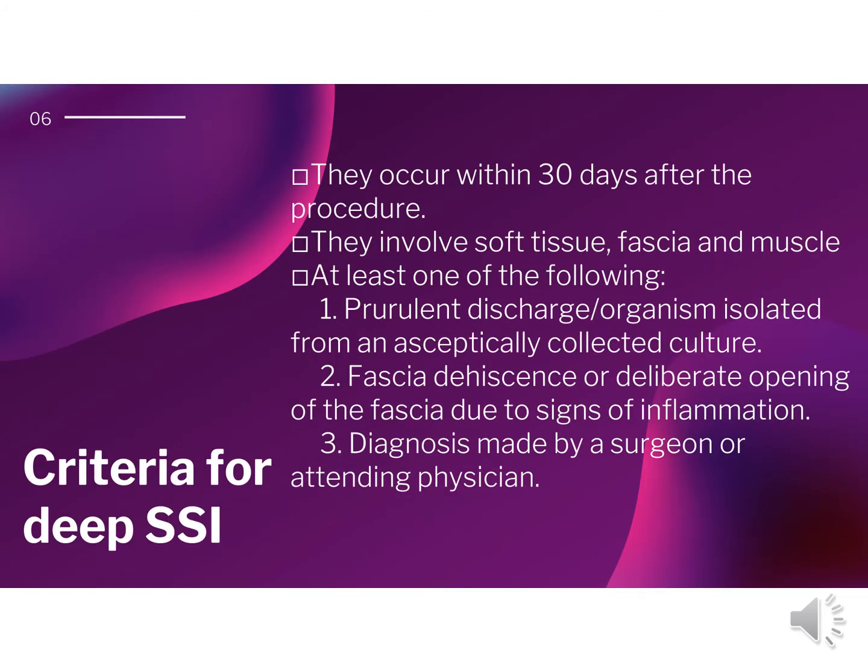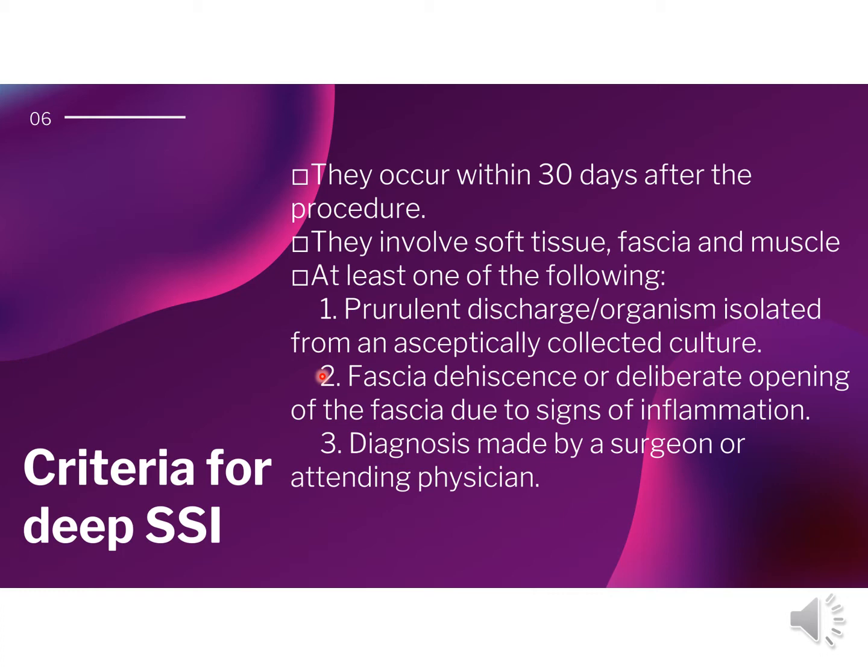So when do you say surgical site infection is deep surgical site infection? Besides it occurring within 30 days after the procedure, it involves the soft tissue, that is the muscle and fascia. And then you may see at least one of the following: purulent discharge from the incisional wound, and then you may isolate an organism when you take a culture. Then you may see fascial dehiscence. There'll be fascial dehiscence or a deliberate opening of the fascia by the surgeon due to signs of inflammation.